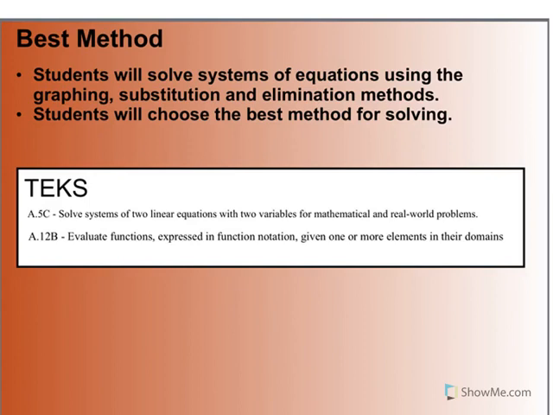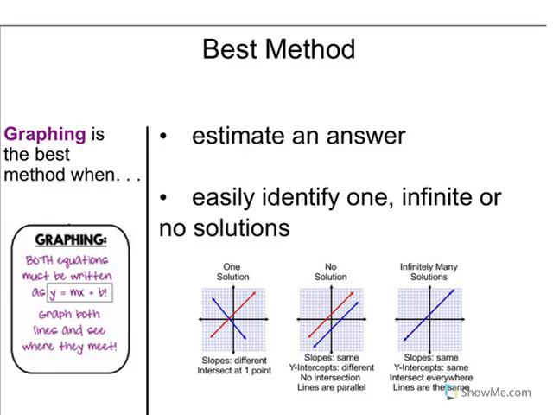In this lesson, we're going to explore the best method to use for systems of equations. Now that we've learned all three methods of graphing, substitution, and elimination, it's time to look at when it is best to use each of the three. So it's best to use graphing when you just need to estimate an answer, when the equations are both in slope-intercept form and they're easy to graph, or when you just need to identify if it's one solution, infinite, or no solution. Graphing is going to be the best way to do that.